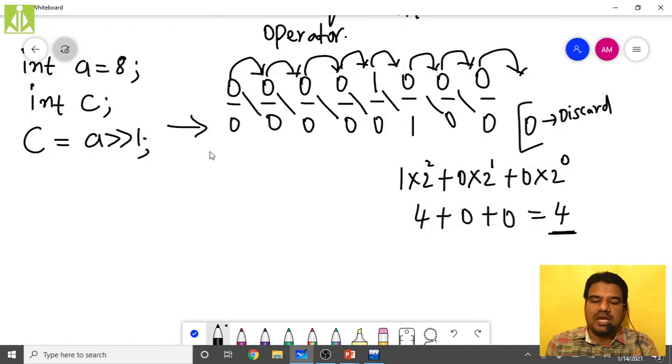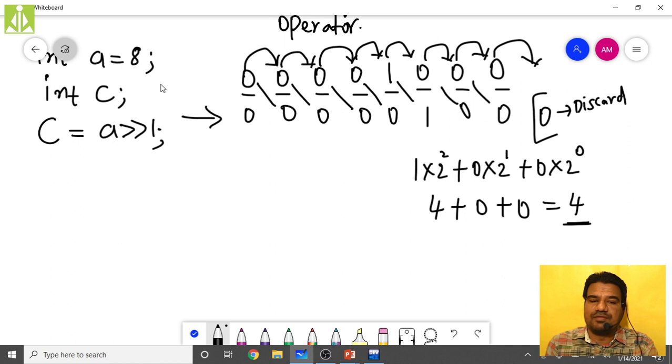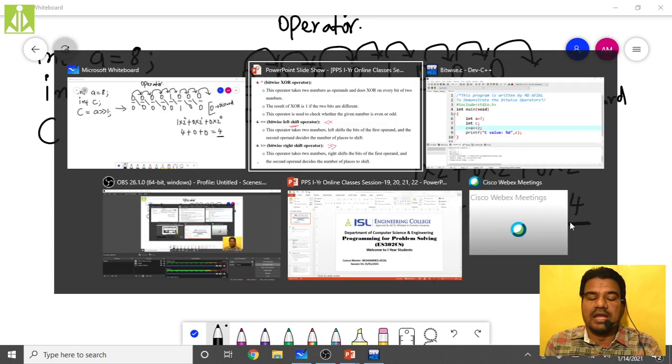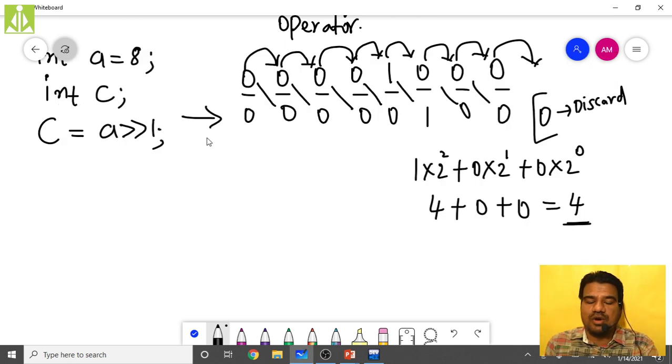You can observe this one. Whenever you are performing bitwise left shift, the value gets multiplied with 2, we said. But now when you are performing right shift, the value will be divided by 2. See here, the actual value we have is 8 and the result we are getting is 4. In bitwise right shift operation, the value will be divided by 2.